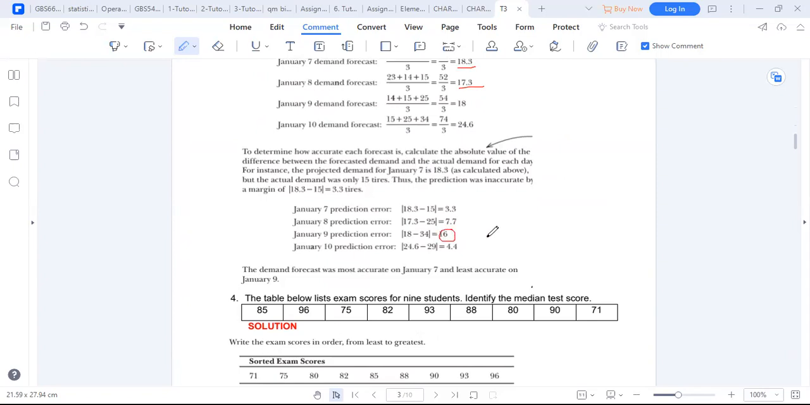So you identify two critical values. One with the highest error, this is the least in terms of accuracy. The one with the smallest error, which is the most accurate. So the most accurate forecast would be January 7. The least accurate would be January 9, because there's a bigger error term. Are we following?